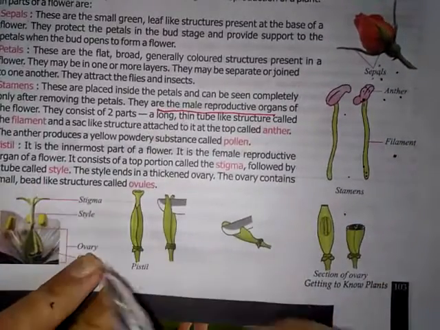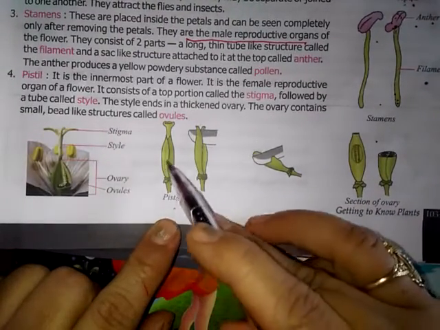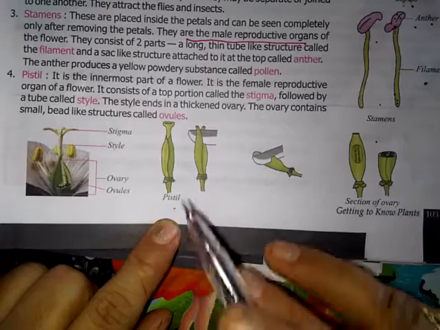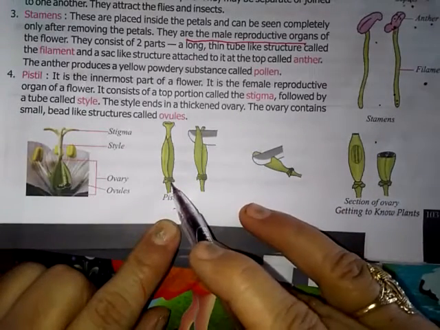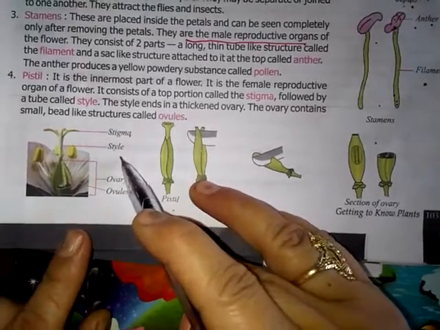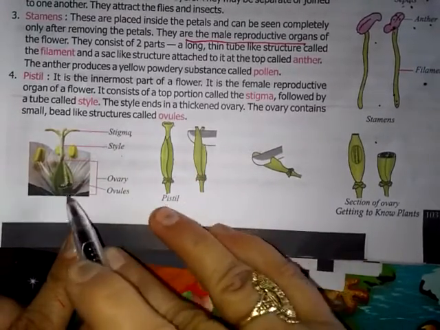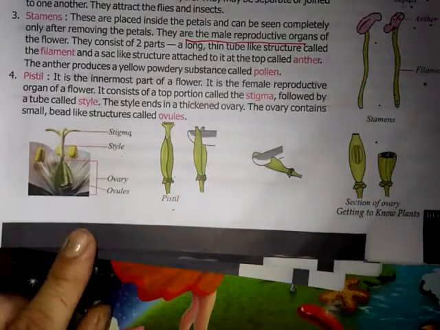Then pistil. Children, this is the diagram of pistil. This is the female part of the flower, and it also has three parts: stigma, style and ovary. Inside the ovary there are ovules, and pistil is the female part of the flower.